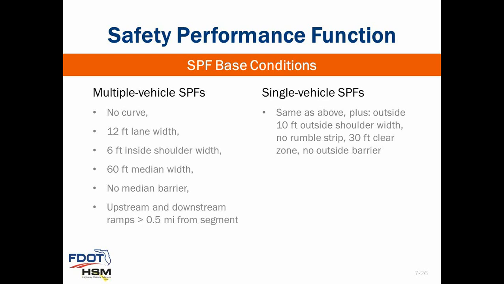These base conditions also apply to the SPFs that predict single vehicle crash frequency. However, the single vehicle SPFs also have some additional base conditions that apply. These conditions include 10-foot outside shoulder width, no rumble strips present, 30-foot clear zone width, and no barrier along the outside of the roadway.